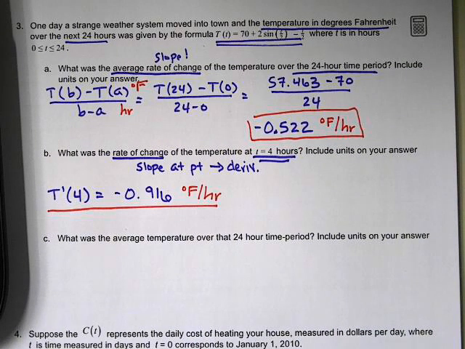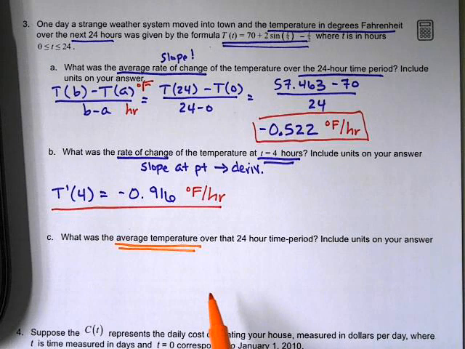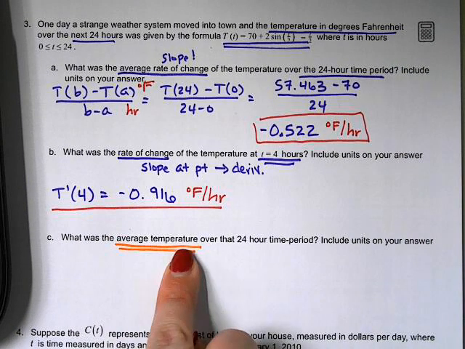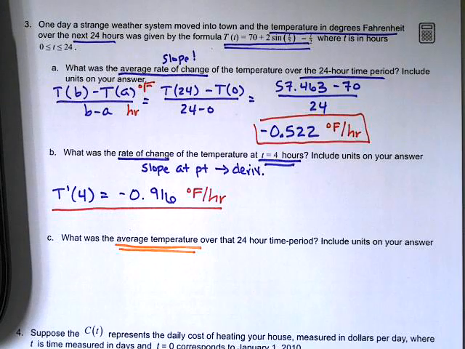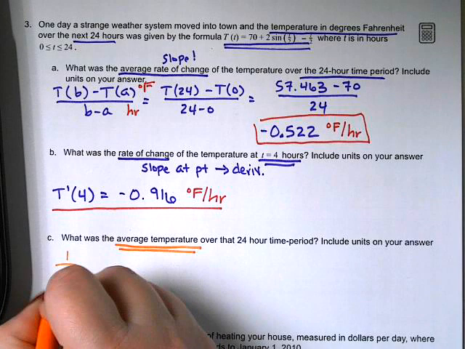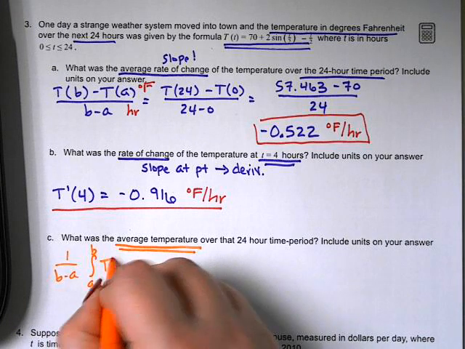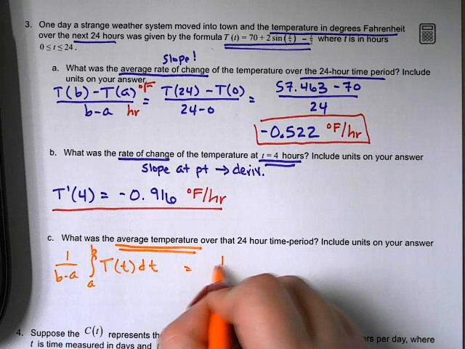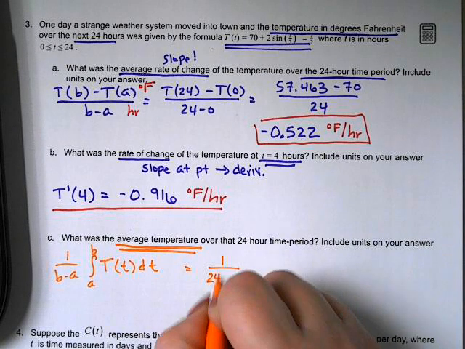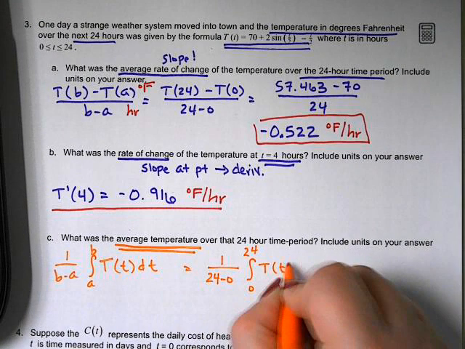Now part C is where we get into what we're actually talking about for this unit. So we're talking about the average temperature. The way that I know I'm doing average value is I want the average value of the function that I actually have. This function was all about the temperature. So now I'm going to do my 1 over b minus a times the integral from a to b of, now I'm talking about temperature. So 1 over, it's a 24-hour period, so 24 minus 0 times the integral from 0 to 24 of T of t dt.